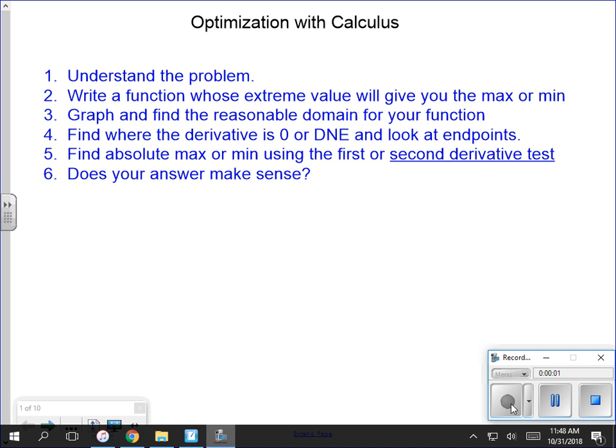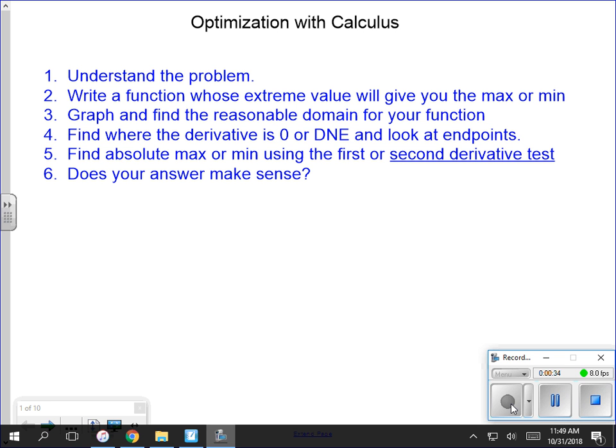All right, optimization. Everything that you've ever heard about how useful math is, this is one of the greatest uses of mathematics: optimization. Whenever you're trying to find a maximum or minimum, if you're trying to maximize something or minimize something, calculus is perfect for that.